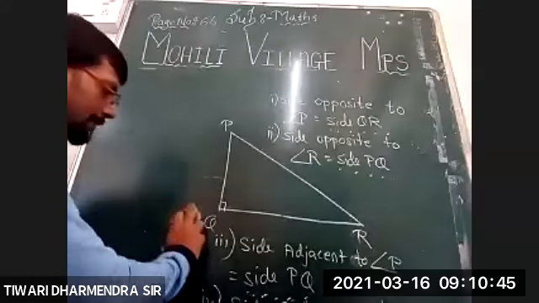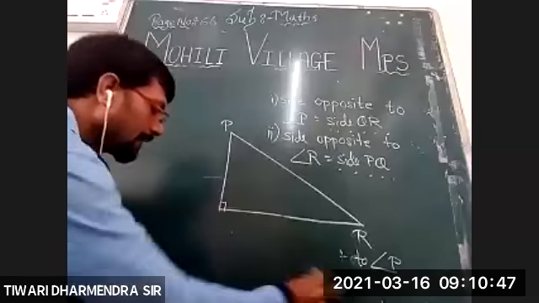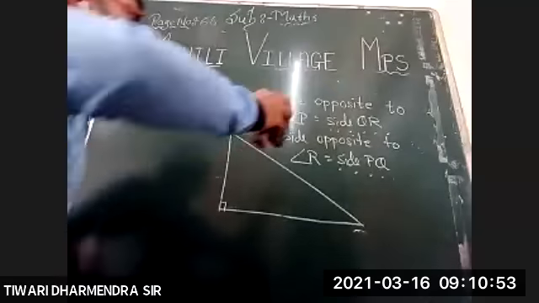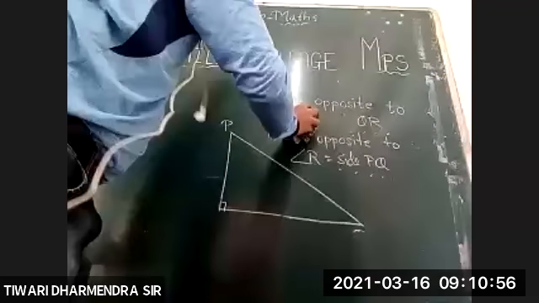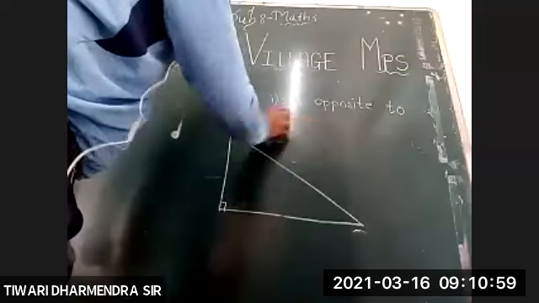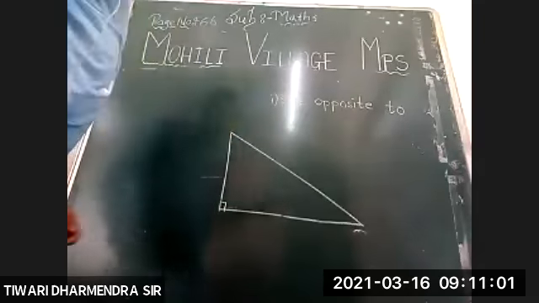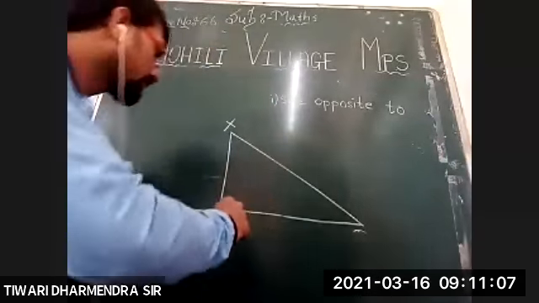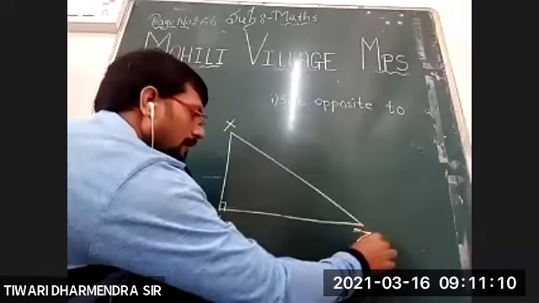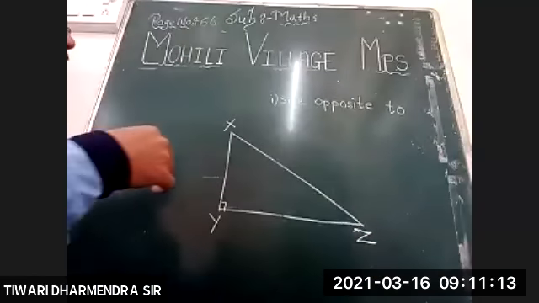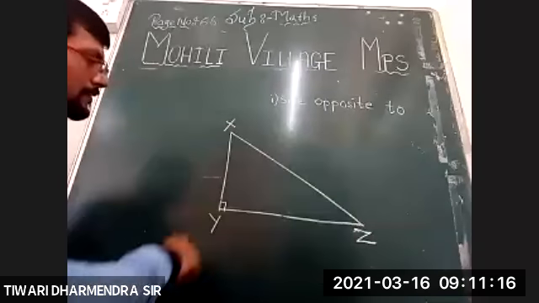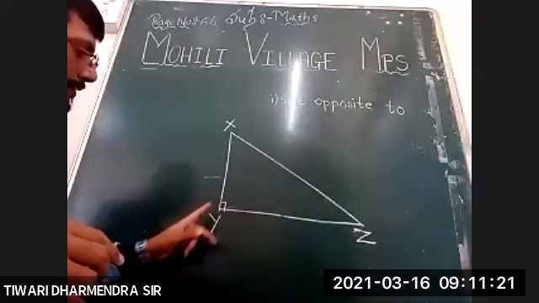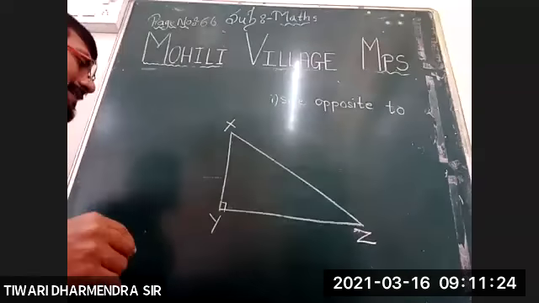Let's take one homework in which I'll be asking you the same, but the wordings will be different. If we do that, it will be helpful for you. X, Y, Z. So I'm asking you, this triangle XYZ is a right angle triangle with Y as 90 degree.